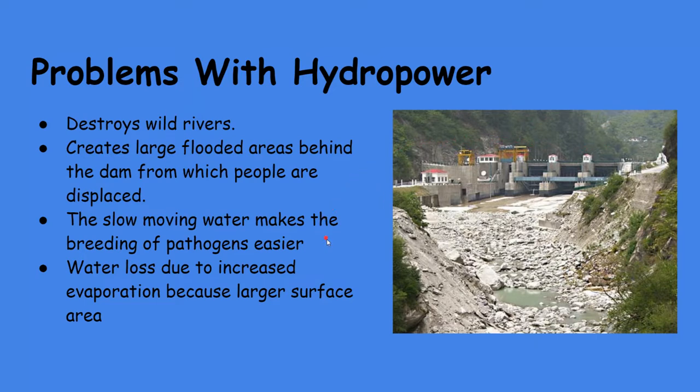And then because you're now blocking the natural flow of the river, this slow moving water could make the breeding of pathogens easier. You might have more stagnant water. And there could also be water loss due to increased evaporation because you have a larger surface area.